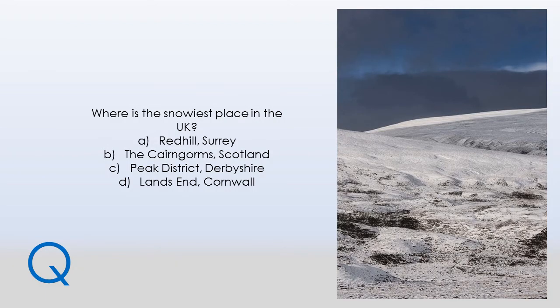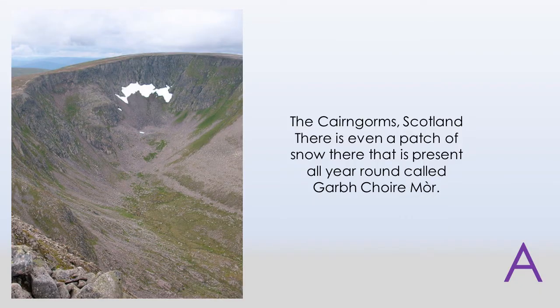Oh, I don't think I know this one. Where is the snowiest place in the UK? Redhill, Surrey, Lansdowne, Cornwall, Scotland, or Derby? The Cairngorms in Scotland, or Derbyshire in the Peak District. Well, if we're thinking about the farther north you go, being colder and more snowy, then I would guess the Cairngorms in Scotland. Yeah, probably. Or maybe Red Hill. Who knows? And it is Scotland.